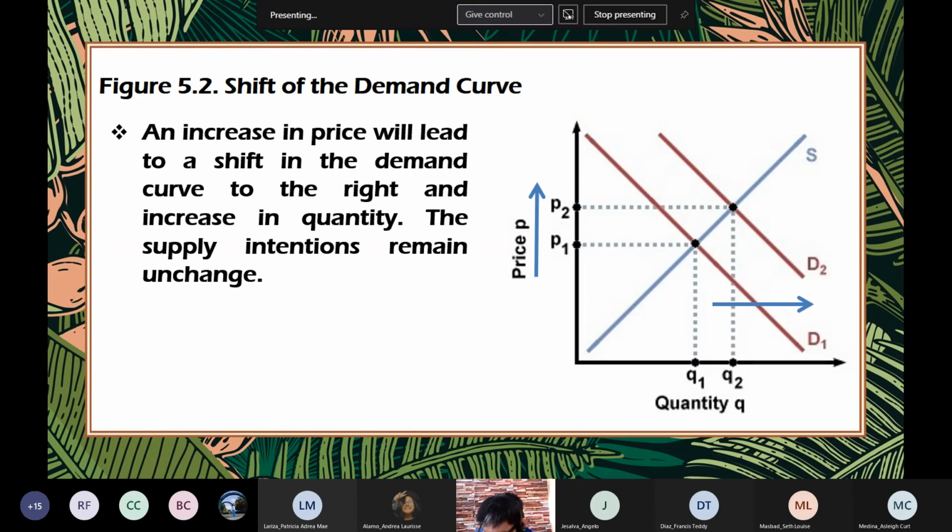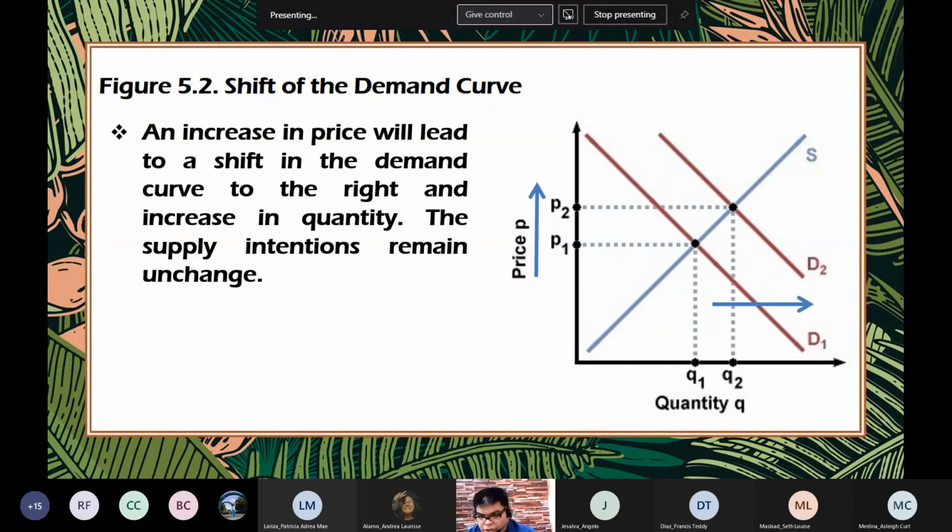Okay. There can be changes in the equilibrium price and quantity that are brought about by influences on both the demand and supply. Example, there is a change in demand brought about by market factors and induced by advertising.